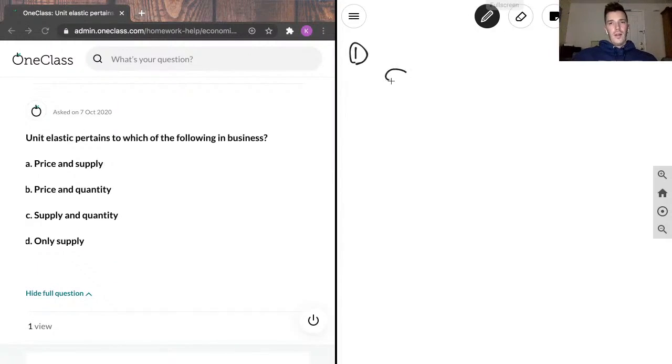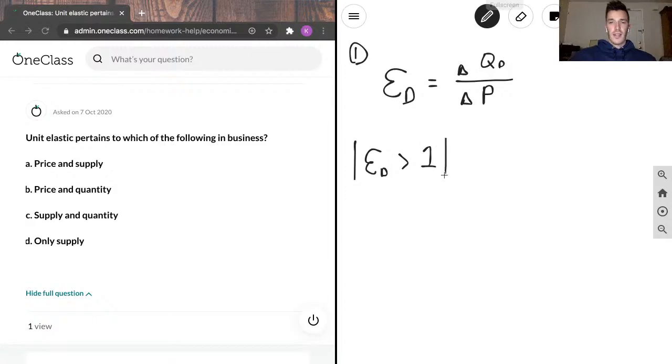So if we remember, the formula for elasticity of demand is going to equal the change in quantity demanded divided by the change in price. Here I use delta, which is a little triangle, to denote change. And essentially three different things can happen here. The elasticity of demand can be greater than 1. I should say that it's the absolute value of the elasticity of demand.